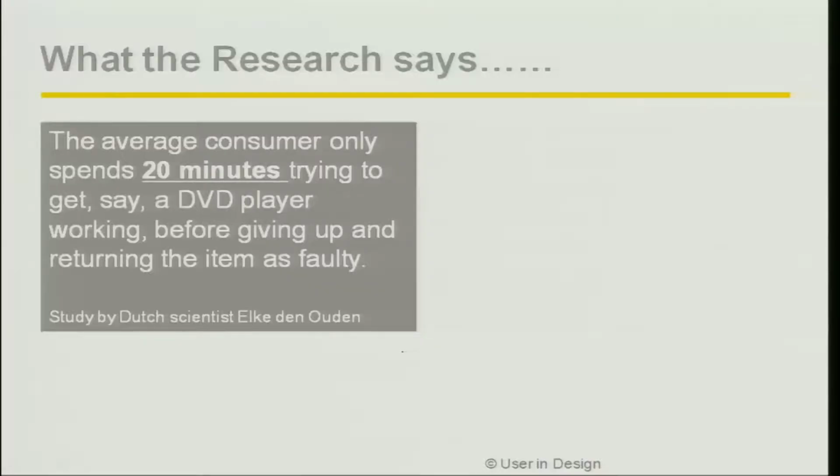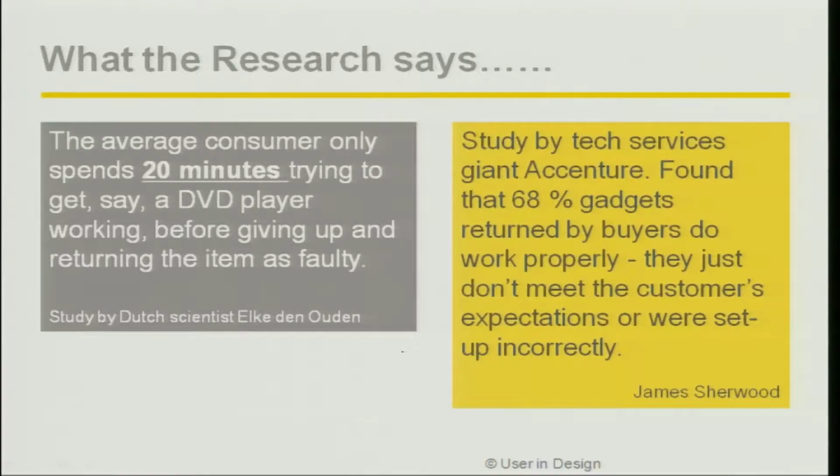So again, people-centered design has far-reaching implications. There was this study done by Accenture. And what did this study say? They found that 68% of gadgets were returned by buyers that do work properly. They work properly. There's nothing wrong with them. They just don't meet the customer's expectations, or they were set up incorrectly.